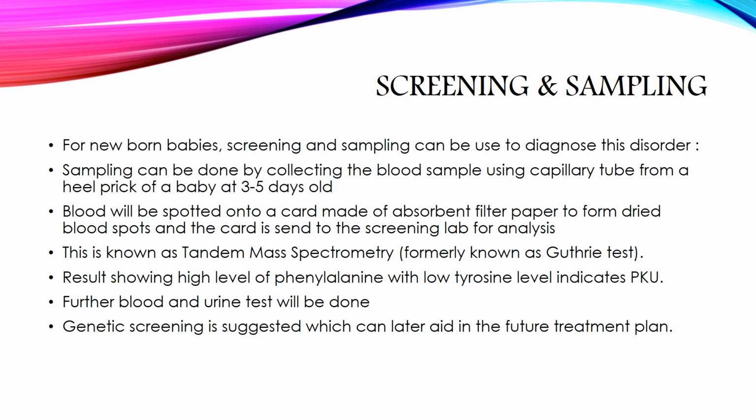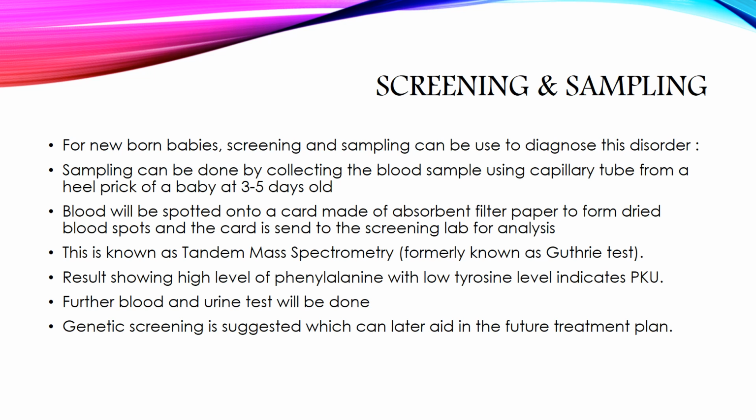Screening and sampling. For newborn babies, screening and sampling can be used to diagnose this disorder. Sampling can be done by collecting a blood sample using a capillary tube from a heel prick of a baby at 3 to 5 days old. Blood will be spotted onto a card made of absorbent filter paper to form dried blood spots, and the card is then sent to the screening lab for analysis. This is known as tandem mass spectrometry, formerly known as the Guthrie test. Results showing a high level of phenylalanine with a low level of tyrosine indicate PKU, phenylketonuria.